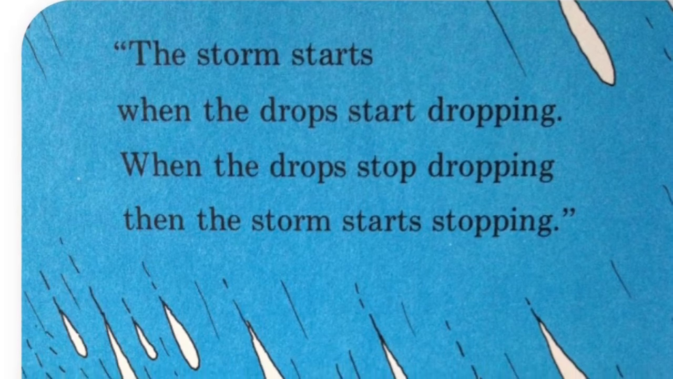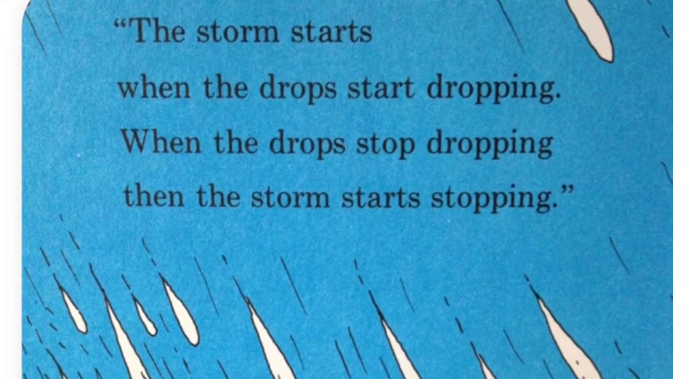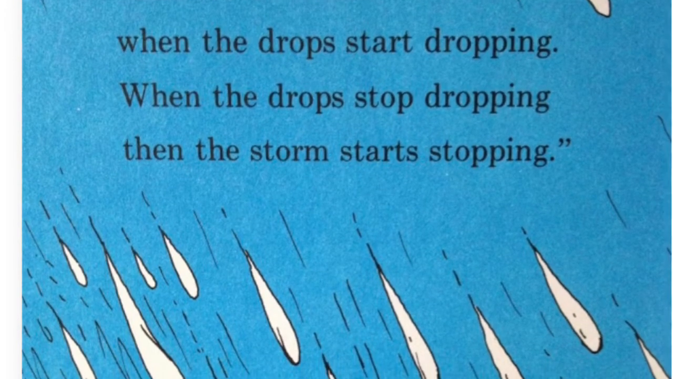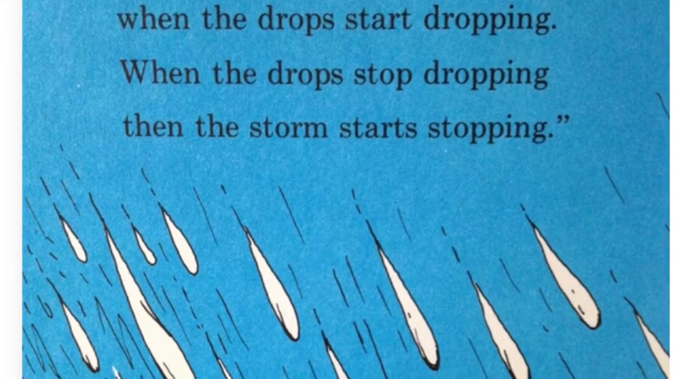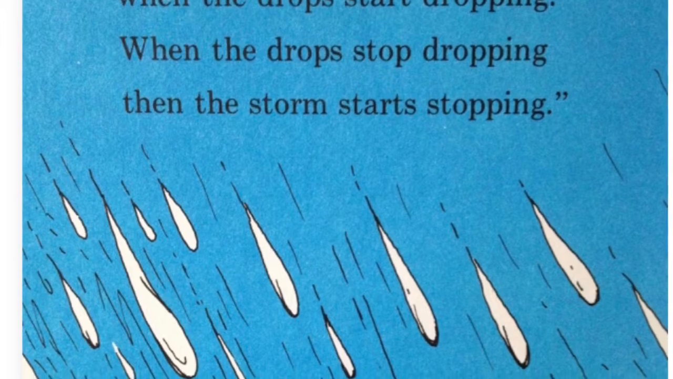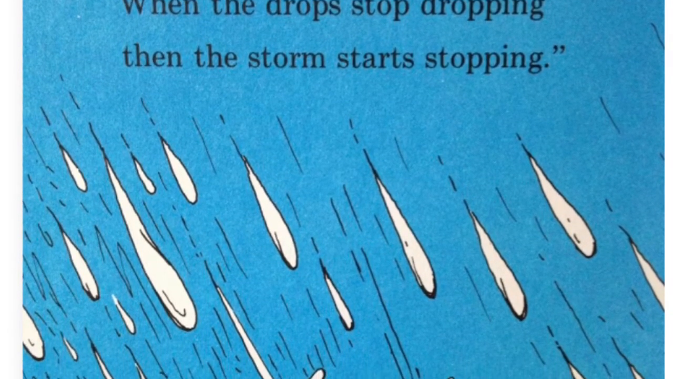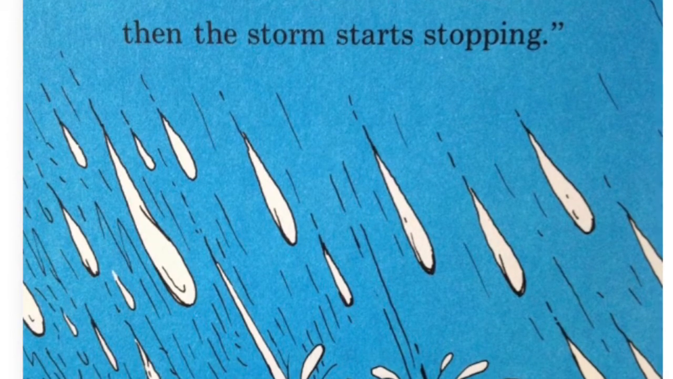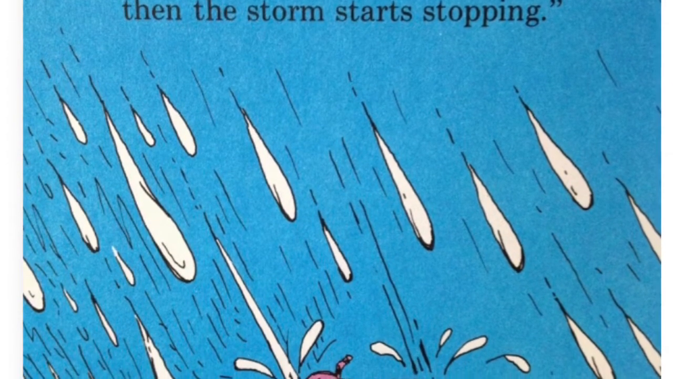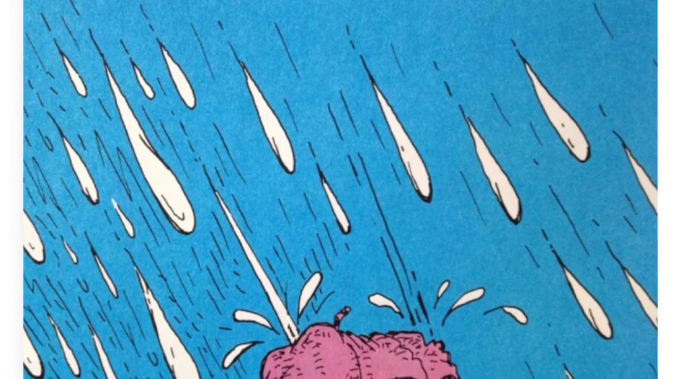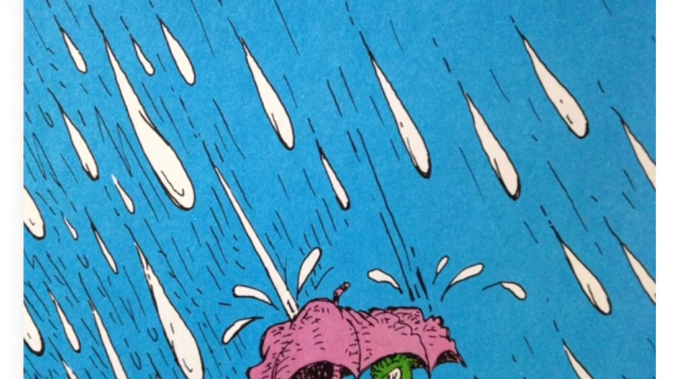Do you remember this tongue twister? The storm starts when the drops start dropping. When the drops stop dropping, then the storm starts stopping. What sounds did you hear over and over again? That's right, S and D, D, D. Repeating these sounds over and over again makes the poem fun to read and fun to listen to.